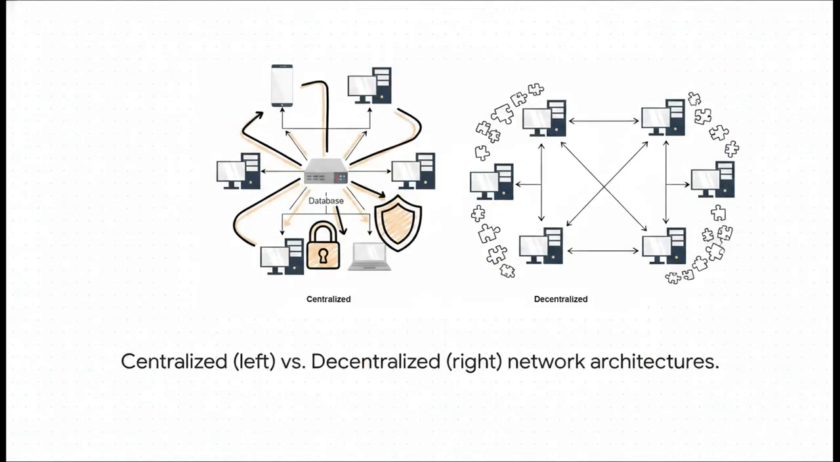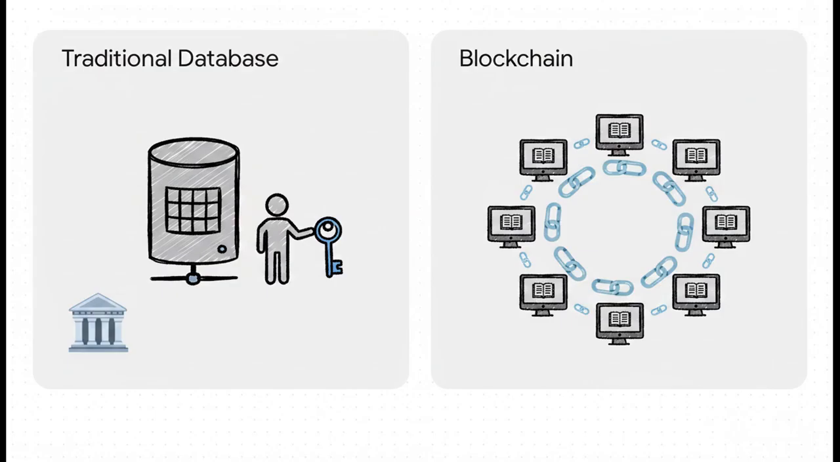Okay, what you're seeing here are the two basic ways you can structure a network. On the left, that's the centralized model we all know, kind of like a classic client-server setup. All roads lead to one central point of control. But on the right, you've got a decentralized network. Here, everybody's connected to everybody else, and there's no single boss in charge. So here's the bottom line.